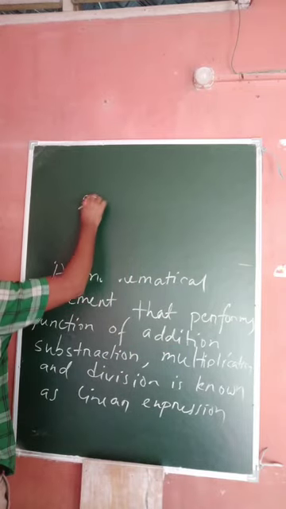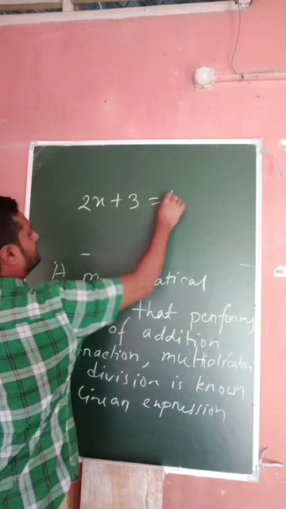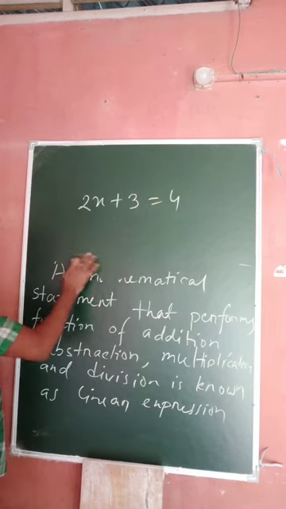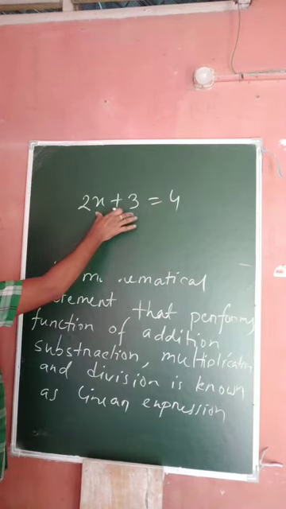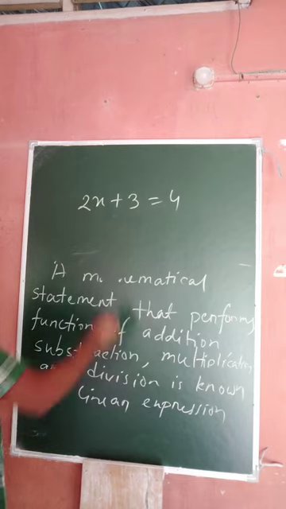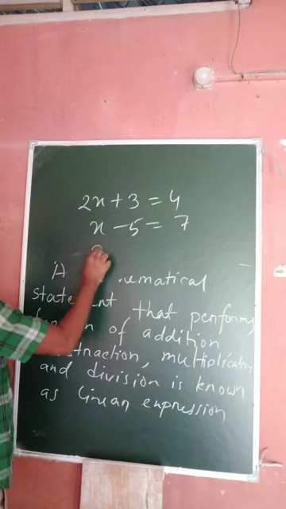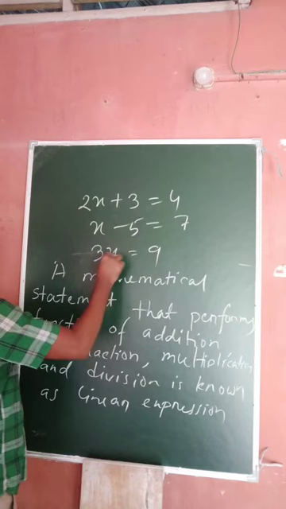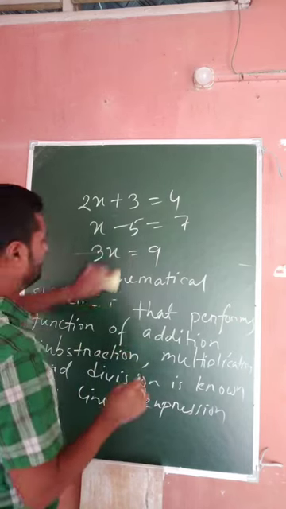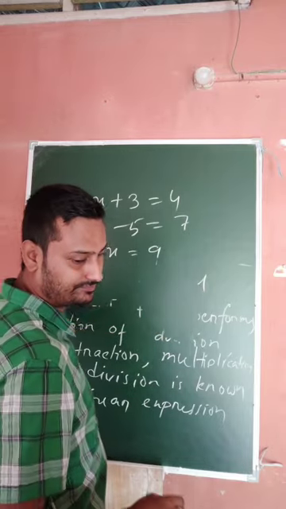Suppose one is 2x plus 3 equal 4. In this case, addition is the function. Okay, suppose one is x minus 5 equal to 7. Okay, suppose 3x equal to 9. Again, suppose you can give a division also.